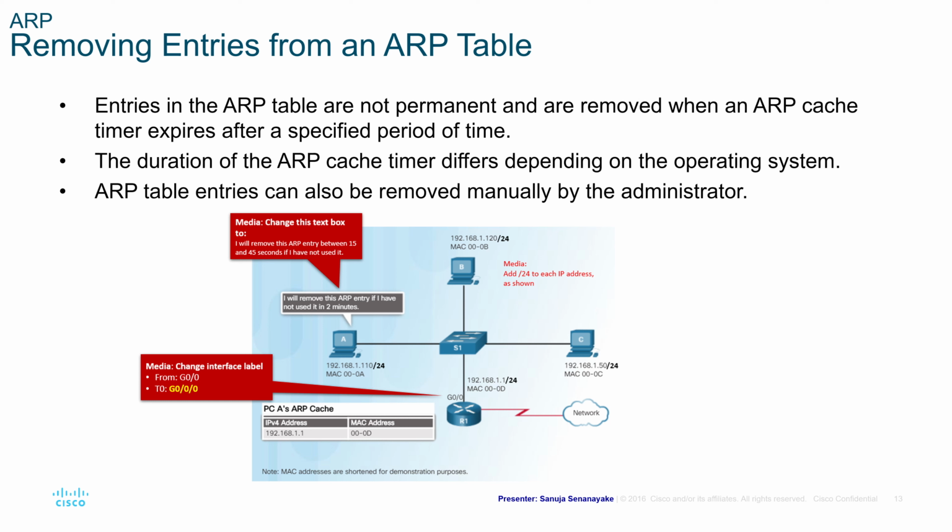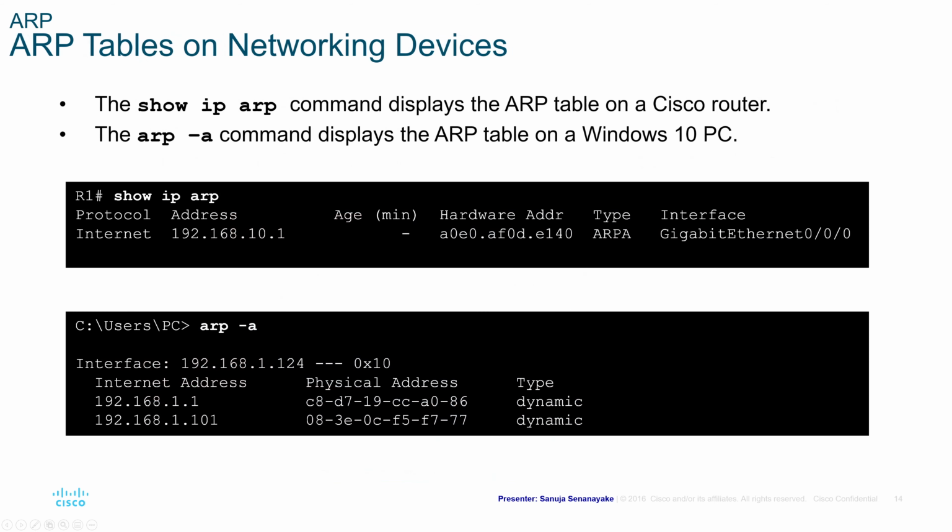The duration of the ARP cache timer differs depending on the operating system. So Cisco devices may have a certain ARP table configuration compared to a Windows device and some other device, etc. ARP table entries can also be removed manually by the administrator by sending a command to the router, the switch, or the end device. What you need to remember is that ARP entries are not permanent and are removed from the cache after a specified period of time, or sometimes when the device gets rebooted.